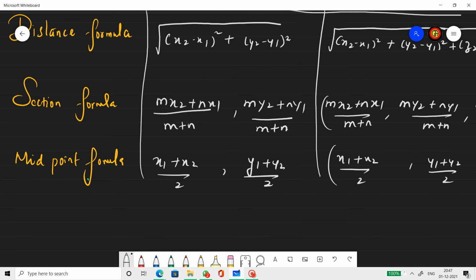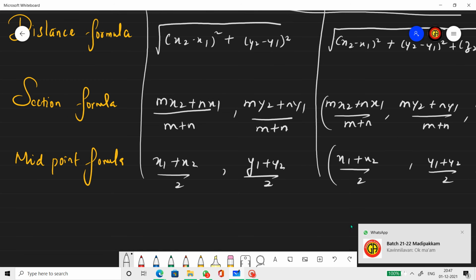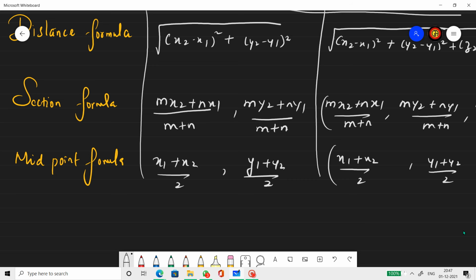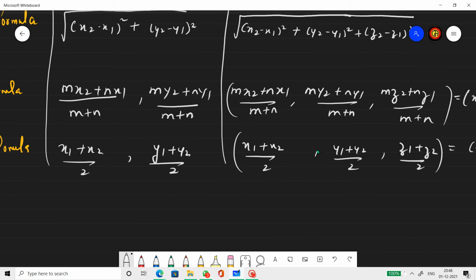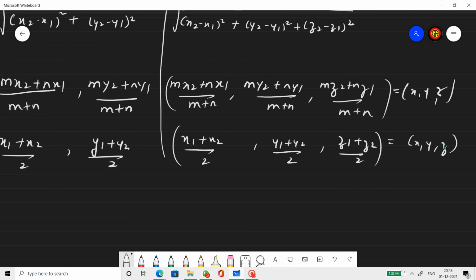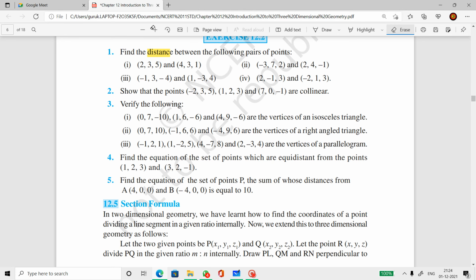If a line segment is divided by a point in 1:1 ratio, then it is (x1 plus x2) by 2, comma (y1 plus y2) by 2, the midpoint of the line segment. And here, apart from x and y, you have it for z also. So, the coordinate of the midpoint is (x1 plus x2) by 2, comma (y1 plus y2) by 2, and (z1 plus z2) by 2. So let us do sums based on some of the formulas that I gave you now.